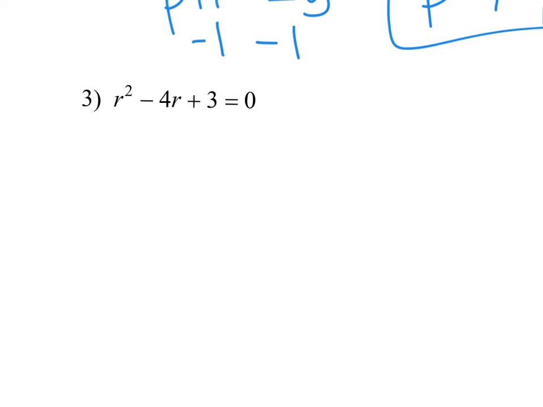So, number 3 is not a perfect square trinomial. Factors of 3 that add up to negative 4 are not the same, okay? While we can find factors, we're not going to actually factor. And sometimes we can't. In the next example, we can't factor. I'm just starting off with some nice numbers, some pretty numbers, okay? So I'm going to get rid of that 3. I want to subtract it to the other side. So r squared minus 4r plus blank equals negative 3.